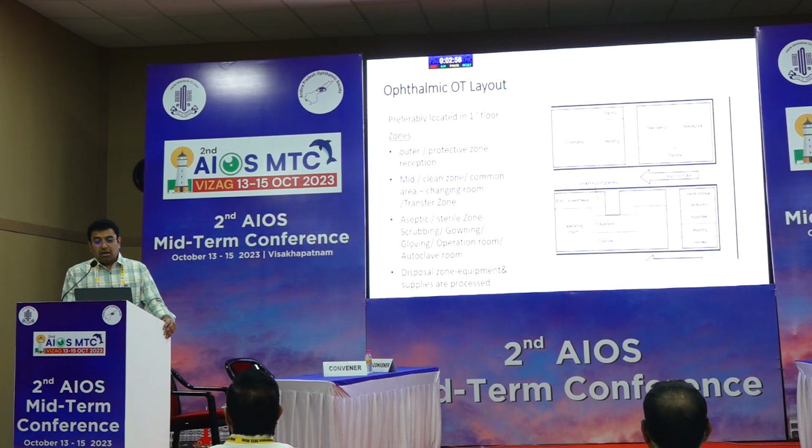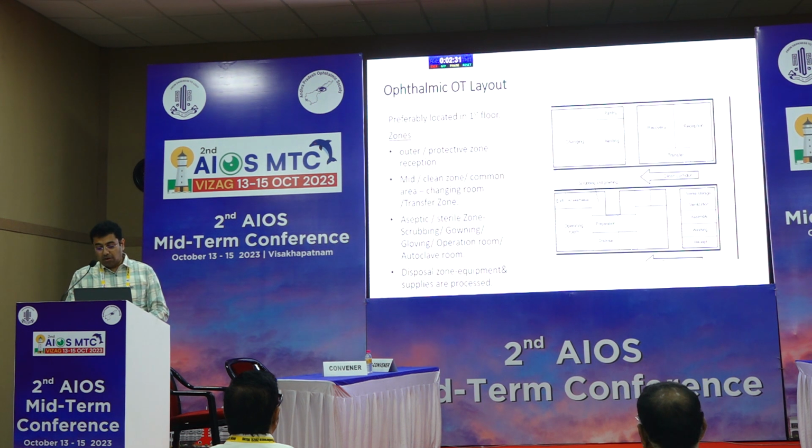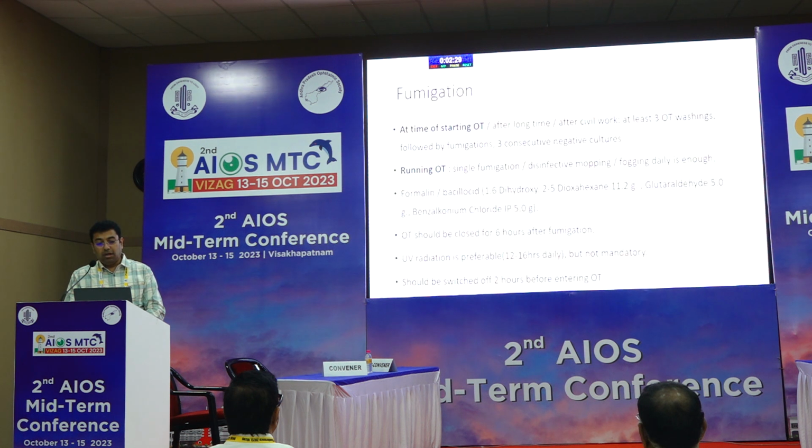Again, when you are constructing an ophthalmic OT, it should have 4 zones. It should have an outer protective zone, which is the reception area, and a mid clean zone, which is for the changing rooms, and a third zone, which is the crux of your ophthalmic OT, the operating room, otherwise called the aseptic zone or sterile zone. And finally, you should have a disposal zone for disposal of all your instruments after you complete your ophthalmic surgery.